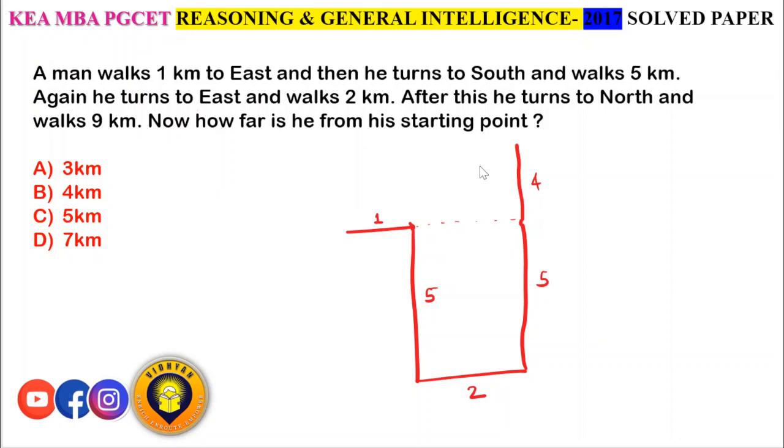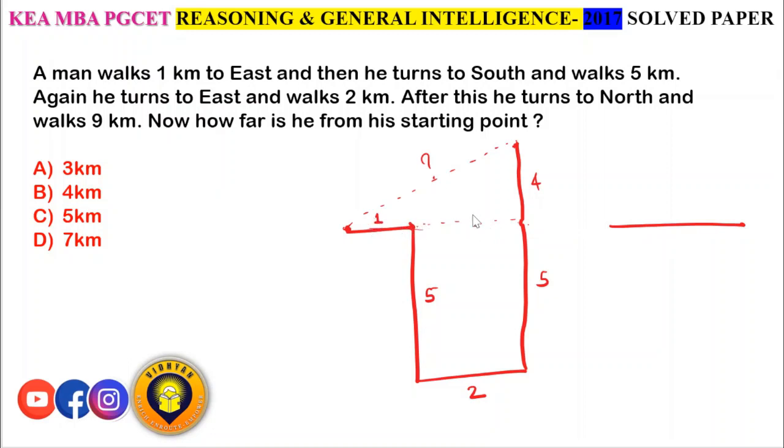Now how far is he from the starting point? So this is the starting point, this is the end point. So how far is he from the starting point? This distance you have to find. To find this distance, you can use this triangle. So by using this triangle, this base length will become how much?